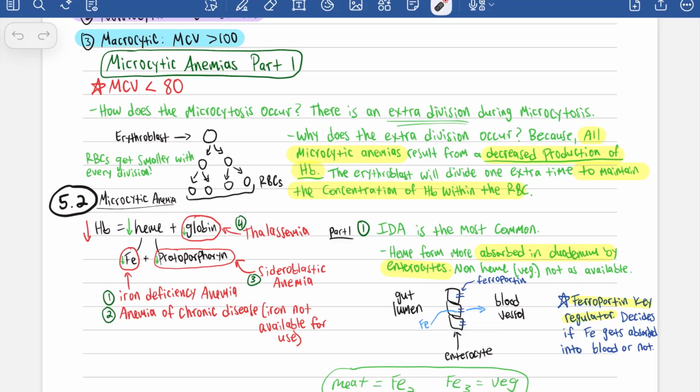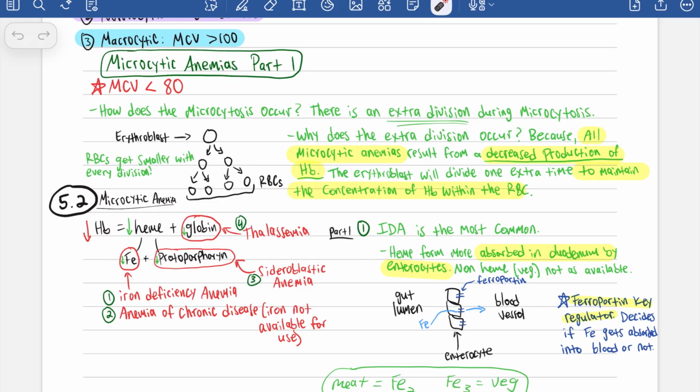To create heme, we need iron, like we said before. Iron is absorbed in the duodenum, which is one of the sections of your small intestine. Once the food goes through your stomach, it'll go into the small intestine, and the duodenum is where the iron is going to be absorbed. Ferroportin is actually a key regulator in that process.